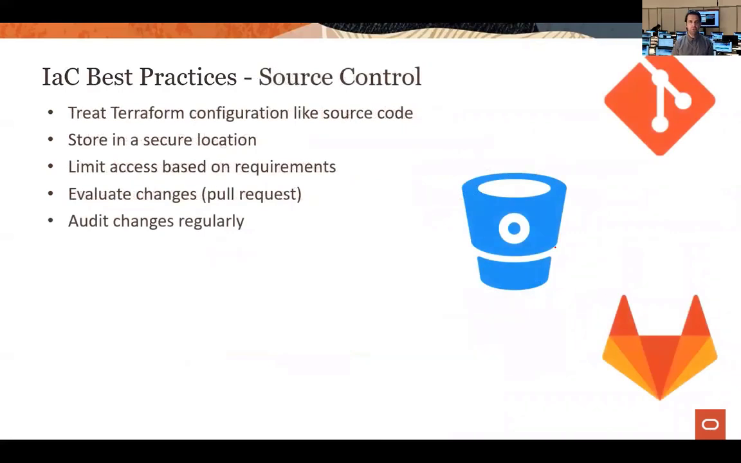Because this is code, we should treat it as such. I highly recommend that you store your Terraform configuration in source control, just like you would your application code. Use Git, use GitHub, use GitLab, use Bitbucket. Anywhere that you can securely store, control access to, audit, and manage and maintain your code effectively. That gives you the ability to identify when changes happen, who made the change, what the change actually was, and in a proper source control system, you can easily roll back unwanted changes to your code.